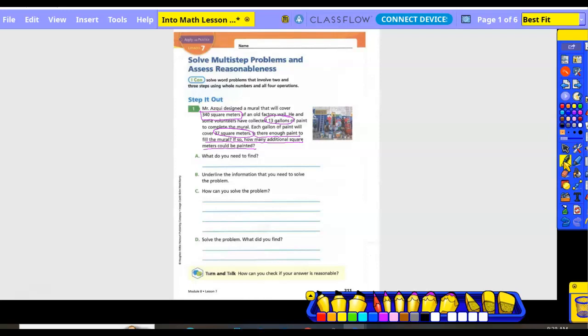Okay, so what do I need to find? So what question am I trying to answer? What's the first question? Well, that's the second question that I can answer if we have enough. So what's the first question that I'm finding? Is there enough to paint the mural, right? So is there enough paint for the mural?